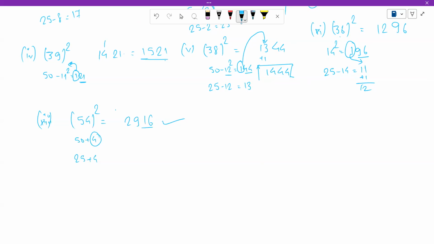Similarly, if I tell you to find the square of 59, this is my example 8.